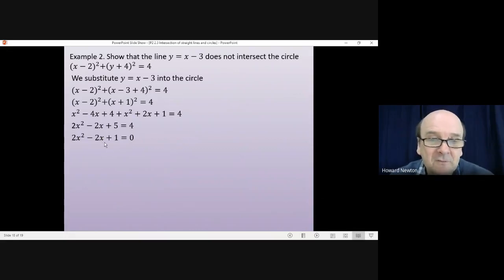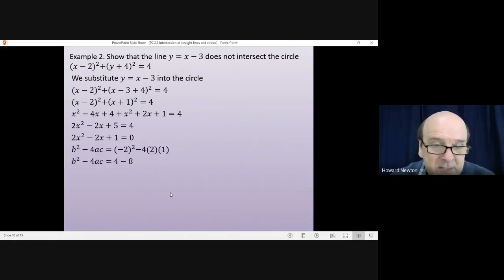And I have to solve this equation if I'm going to find any intersection points, but the question tells me that the line doesn't intersect the circle, and asks me to prove that. All I have to do is find the discriminant of this quadratic. So b squared minus 4ac, which is minus 2 squared, minus 4 times 2 times 1. That simplifies to 4 minus 8, which means that b squared minus 4ac, the discriminant, is equal to minus 4.